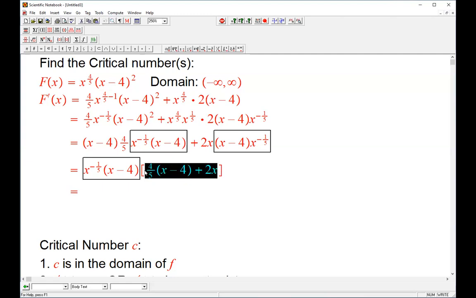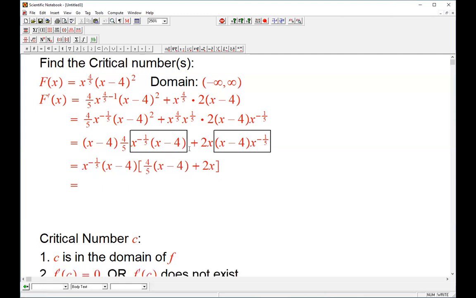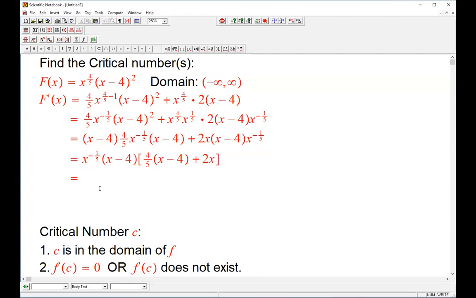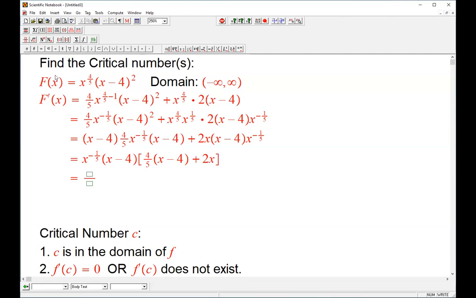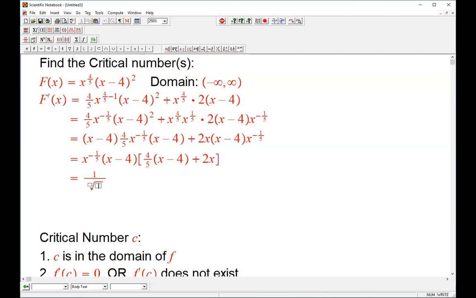And we can organize the term inside, right? So now I can remove the box. X to the power 1/5 can be written as the 5th root of x. So that's in the denominator. We know x cannot be 0 for the domain of the derivative. x minus 4 stays here. Okay, we can put it up here.